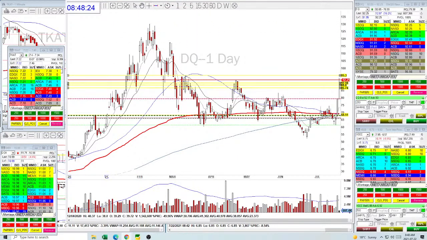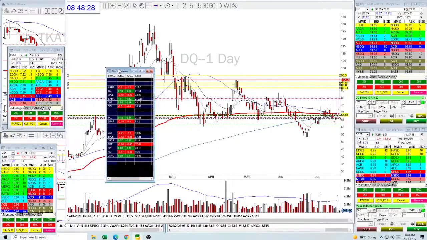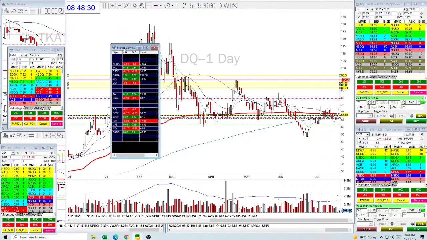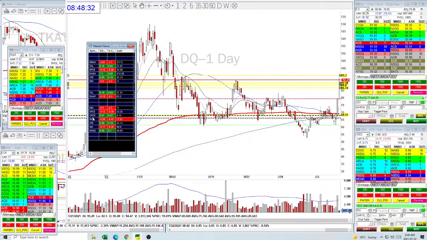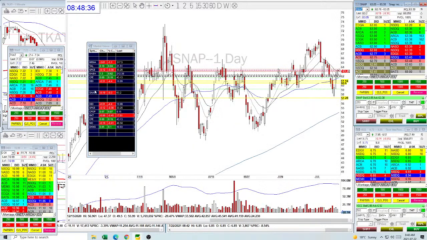So definitely, the first stock for me is DQ. Let me just remove the others and create a new list for today. Okay, let me just click and remove this.